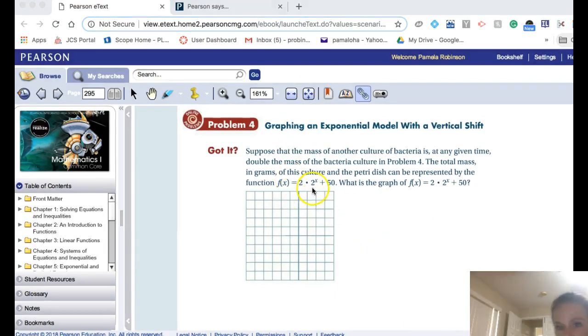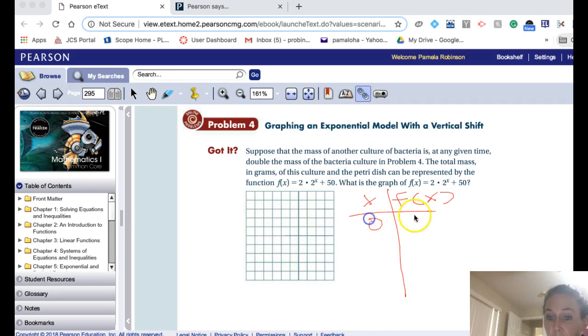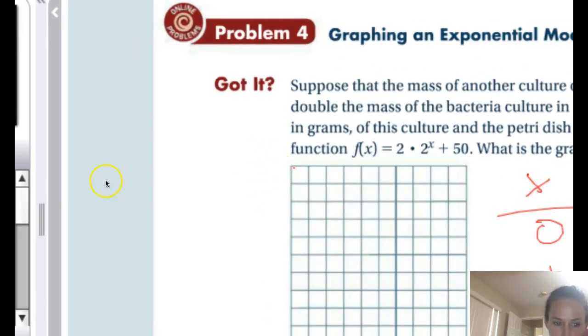Plug in 1. Oh, I lost my table again. I'm going to go ahead and write my table back real quick. 2 to the first power would be 2. And then 2 times 2 is 4, plus 50 would be 54. So you should have our first two values, which I lost. I would have 0, 52. And then I plugged in 1, 2, and I got out 54. Plug in 2. 2 squared is 4. 4 times 2 is 8, so I would have 58. Now, if you're going to graph this by hand, you're probably going to want to redo this.